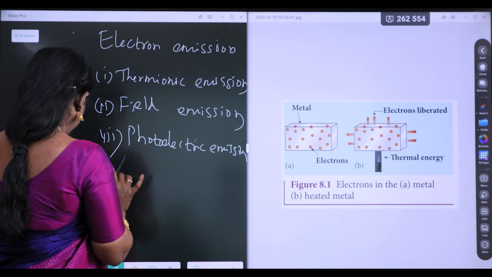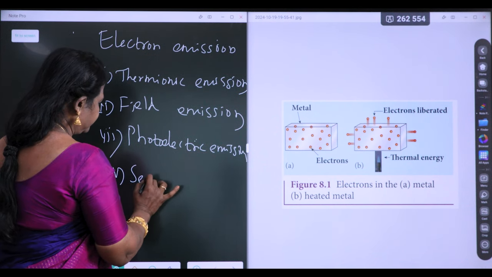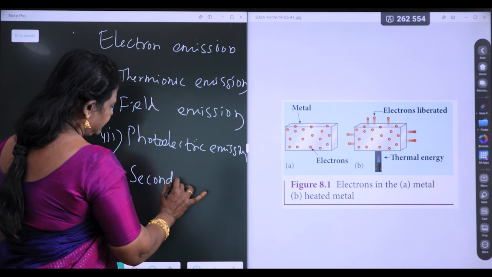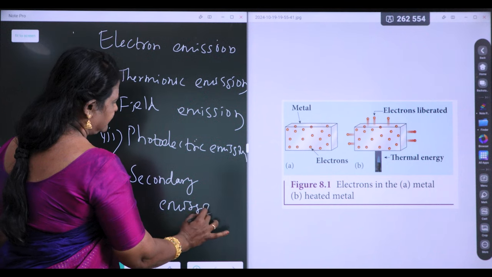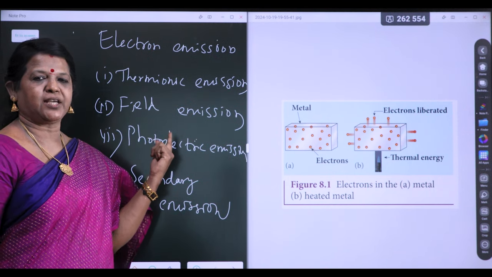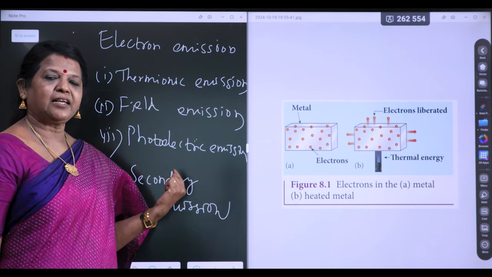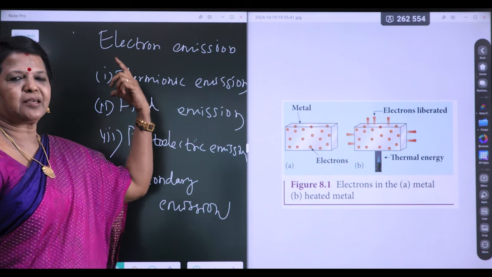The fourth one is secondary emission. Thermionic emission, field emission, photoelectric emission, and the last one is secondary emission. First, we are going to see about the thermionic emission.